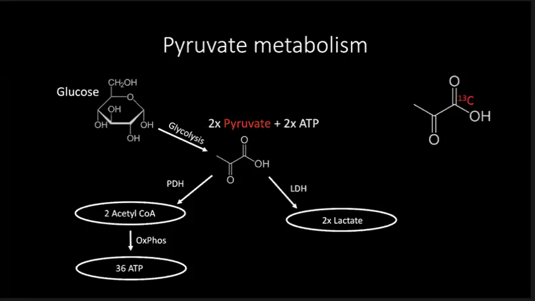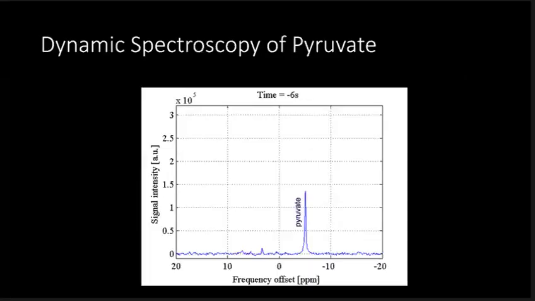So pyruvate metabolism, of course, is the big one for most of hyperpolarized C13. Glucose metabolically gets broken down into two pyruvates, and then you have various disease states that modulate the lactate signal relative to pyruvate. I'm not going to belabor the point, but basically when you inject this pyruvate, you're looking at these downstream metabolites and looking for how that might be a diagnostic biomarker.